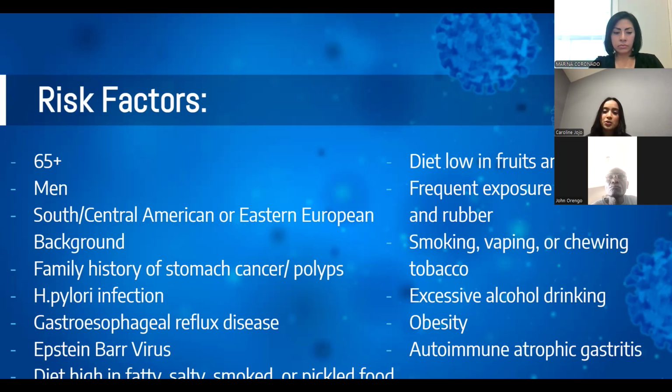H. pylori infection, gastroesophageal reflux disease, Epstein-Barr virus, and a diet high in fatty, salty, smoked, or pickled food. Diet low in fruits and vegetables, frequent exposure to coal, metal, and rubber, smoking, vaping, or chewing tobacco, excessive alcohol drinking, obesity, and autoimmune atrophic gastritis are also all risk factors.